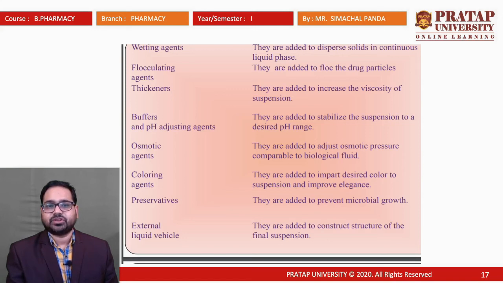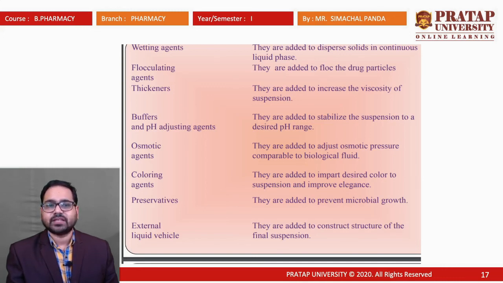Buffers and pH adjusting agents. As we know, some suspensions are used externally and some are used internally. If a suspension has to be given through the IV route or through the ophthalmic route, the pH has to be adjusted. As we know, the pH of blood, that is the biological fluid, is nearly 7.4. So before we use the suspension internally, it has to be maintained in the proper pH range.